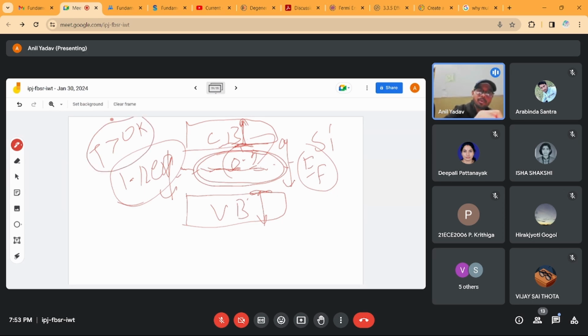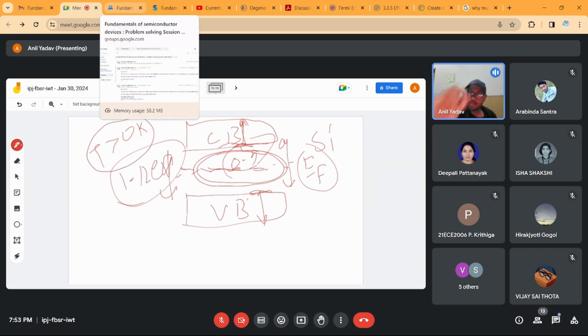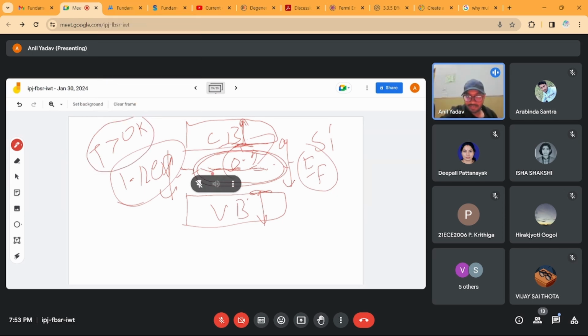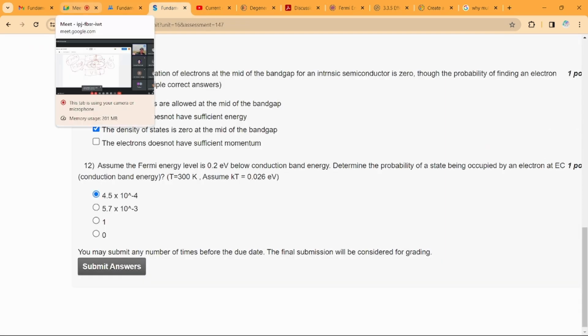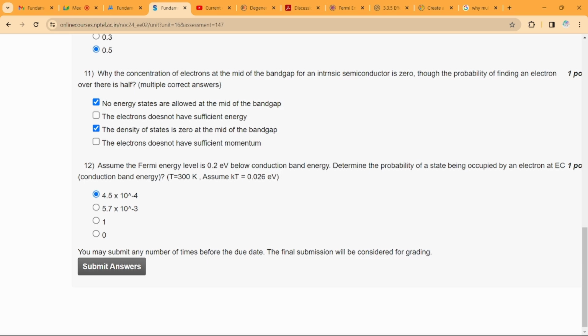Okay, so there is always a probability of finding an electron, but there are no mid gaps. Because there are no mid gap states, that's why we cannot find the electron in that state. So A is correct, B is false because both are counter.